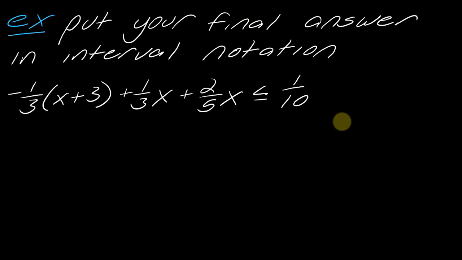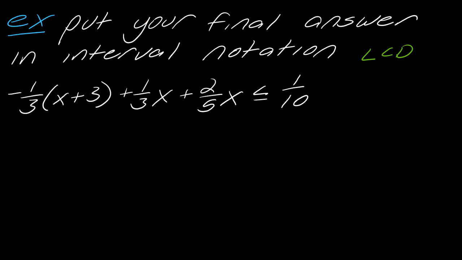I am not dealing with them. I want to get rid of all of them. So instead what I'm going to do is use the old LCD trick. So I've got 3, I've got 5, I've got 10. So of these denominators, what would my least common denominator be?